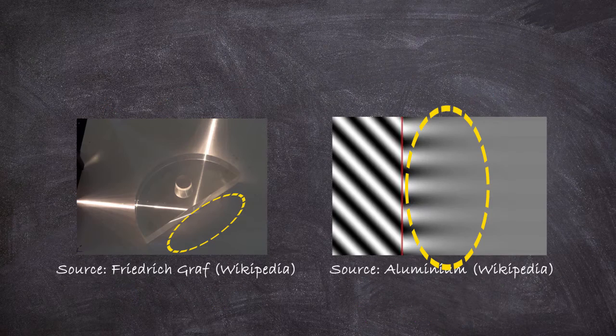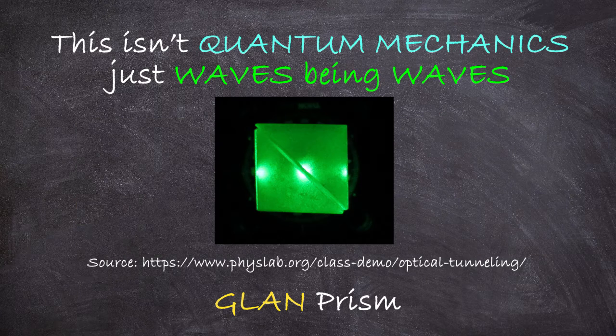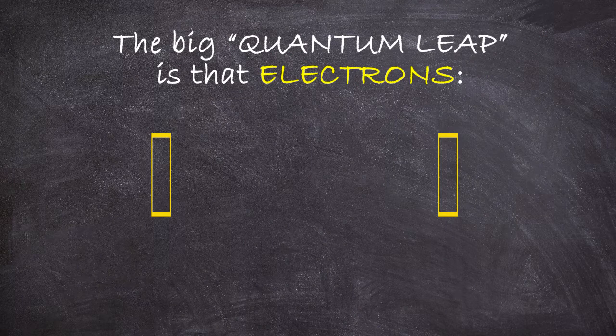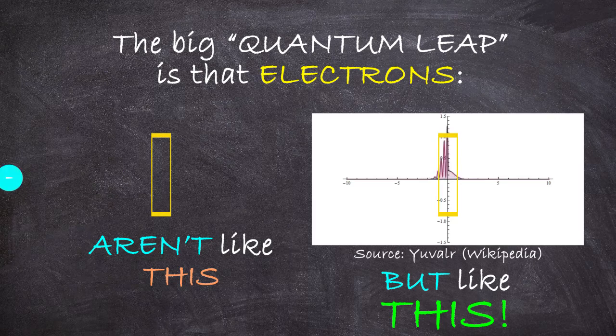Now, to be clear, the fact that waves do this is not something new about quantum mechanics. It's a general thing that waves do. Take a look at something like a Glan-Foucault prism, for example, which we fully understood and have been using for like half a century before we ever learned anything about quantum physics. Rather, the big quantum leap here is that electrons, which we traditionally think of as billiard ball-y type particles, are in fact also wavy things. And so they do these things that waves do.